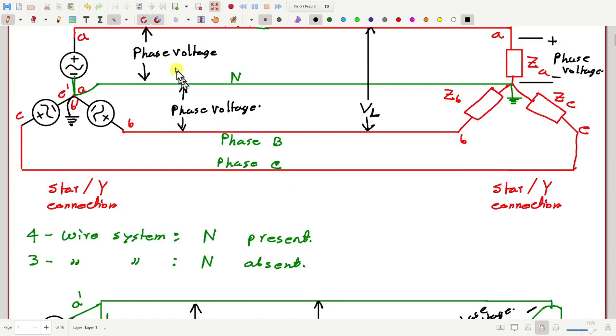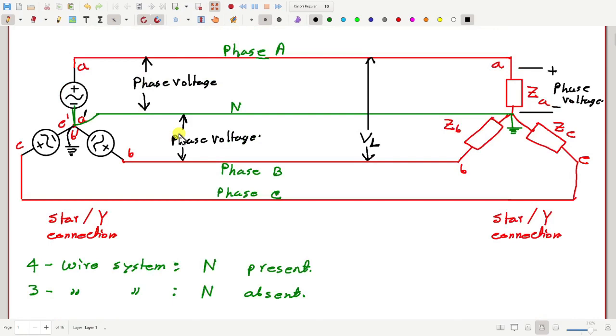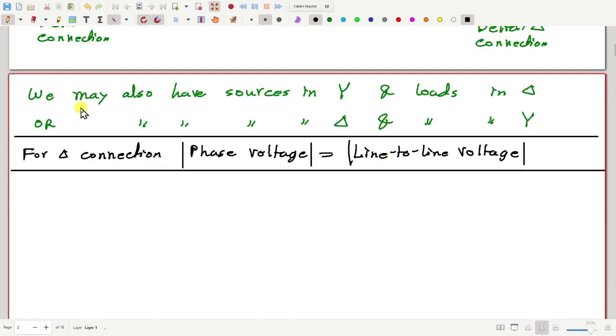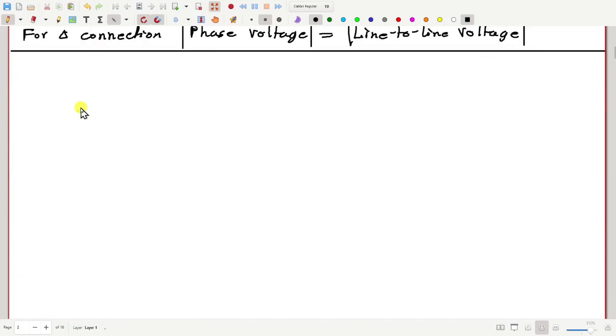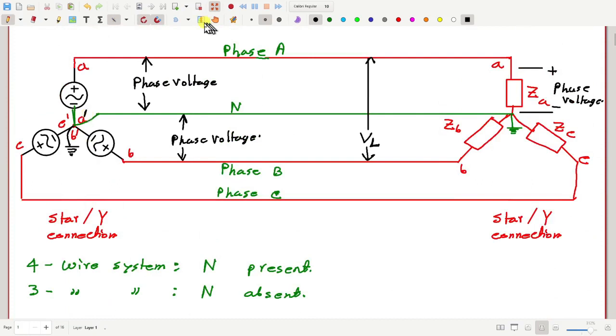As we can see here, the phase voltage is from terminal A to A prime, which is different from the line to line voltage between A and B. So what is the relationship between phase voltage and line voltage for a star connection? Let us see. Let me copy this part.